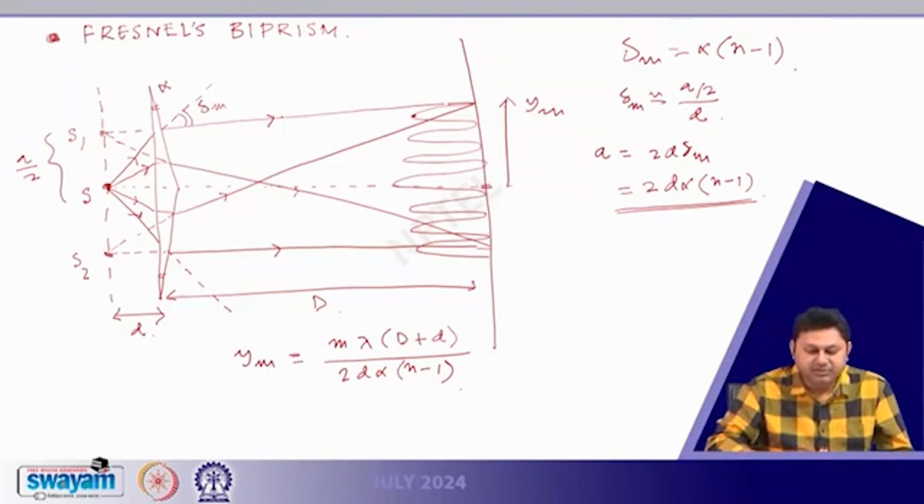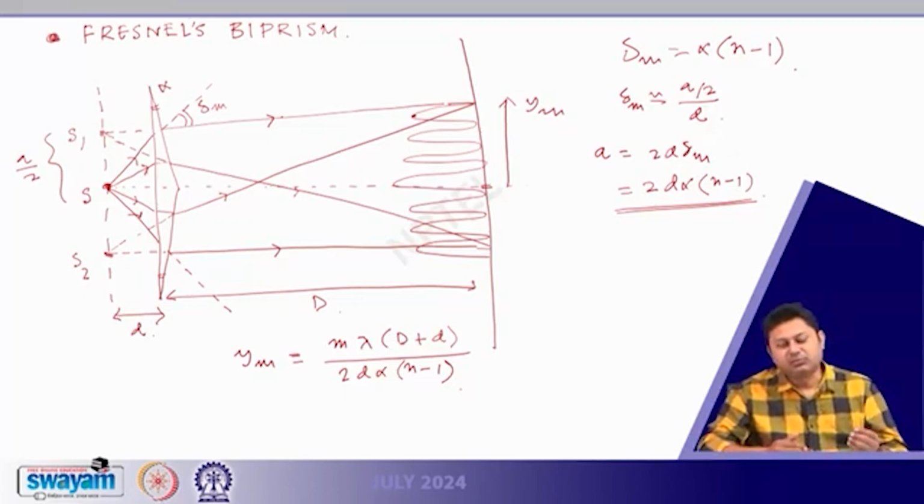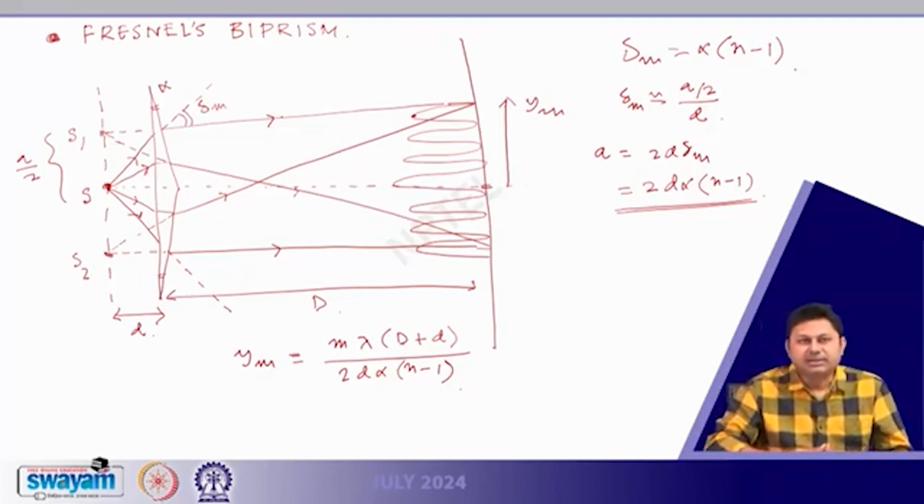Two examples are given. One is the Lloyd's mirror experiment, where you put a source, and then this source will give you a reflection, and as if the reflected ray is coming from a virtual source, that is the virtual image formed by the mirror, and we are going to get an interference pattern.